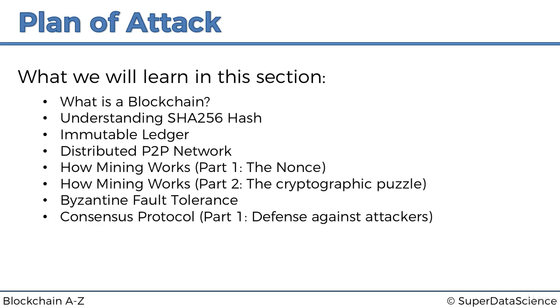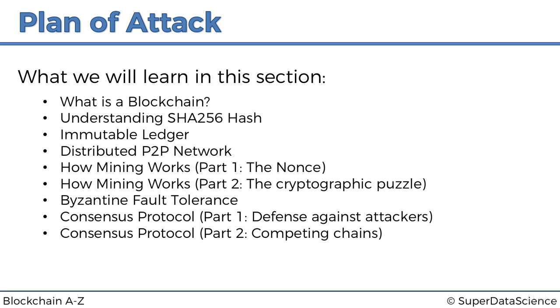Once again, a two-part saga. We're going to start off by understanding how the consensus protocol helps blockchains protect themselves against attackers, and we'll talk about how the consensus protocol deals with competing chains in blockchain, and what happens there, why blockchains are able to evolve even though they're distributed across the globe, where there might be inefficiencies in terms of time lagging between different nodes.